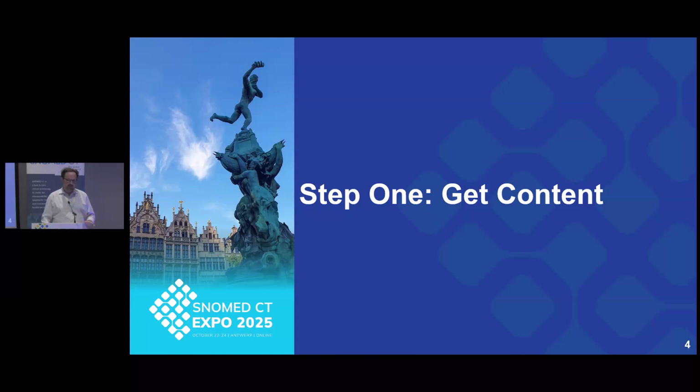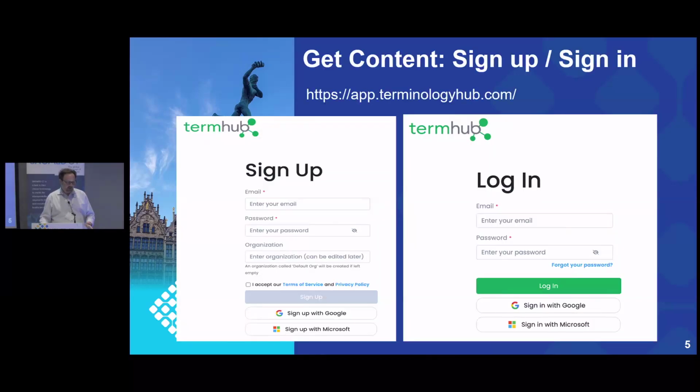So first part, you need content. What are you going to load? Which terminologies are you going to pick? What mappings do you want to use? And what value sets do you want? So our product is called TermHub. You can go to Terminology Hub and sign up.